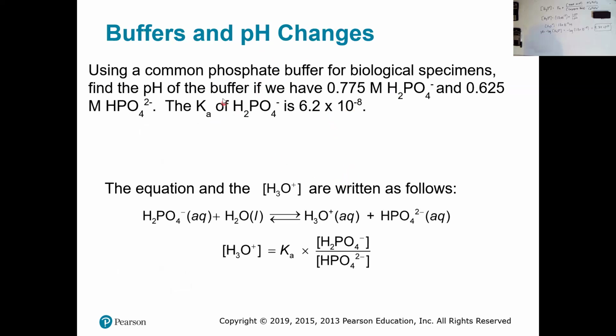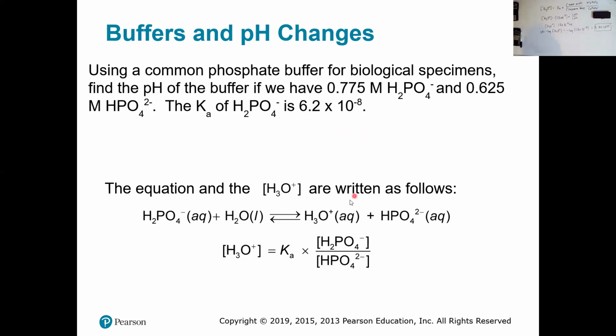Here they're giving us another example of finding the pH. So using a common phosphate buffer for biological specimens, find the pH of a buffer if we have 0.775 molar H2PO4 minus and 0.625 molar HPO4 2 minus. The more positive one would be considered our weak acid. The more negative one would be considered our conjugate base. And they're giving us the Ka for our more positive one. This would be considered the weak acid in the pair. Our Ka is 6.2 times 10 to the negative 8.